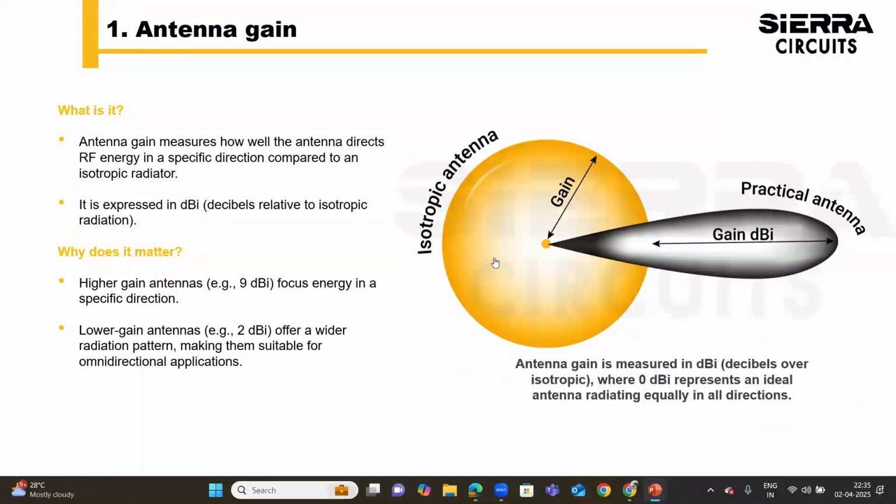Higher gain antennas focus energy in a specific direction, hence increasing the range, but it reduces the coverage in other areas. And lower gain antennas offer a wider radiation pattern, and hence they make them suitable for omnidirectional applications.